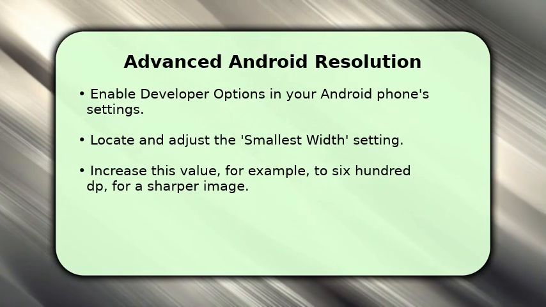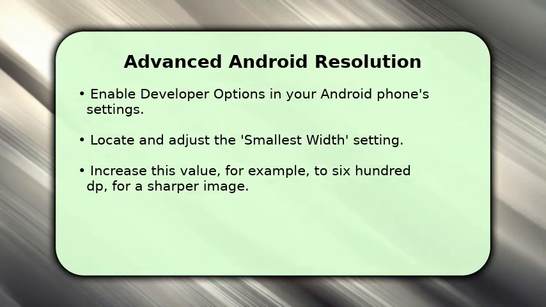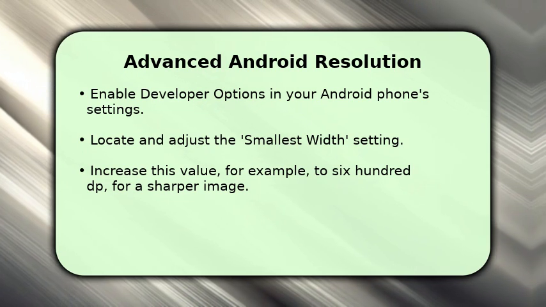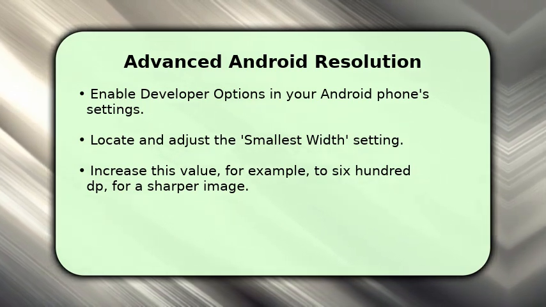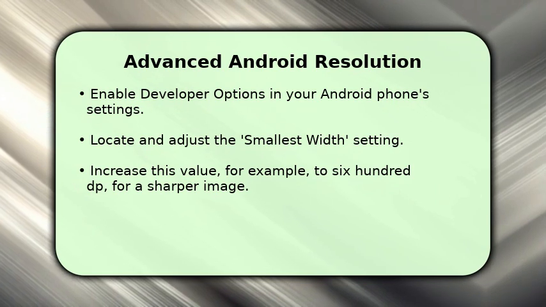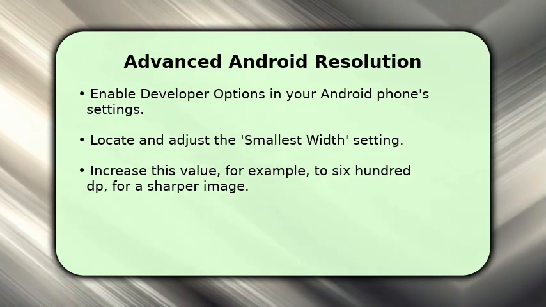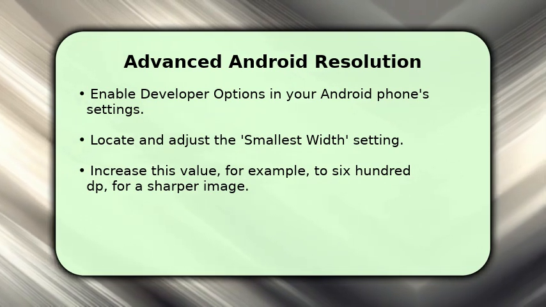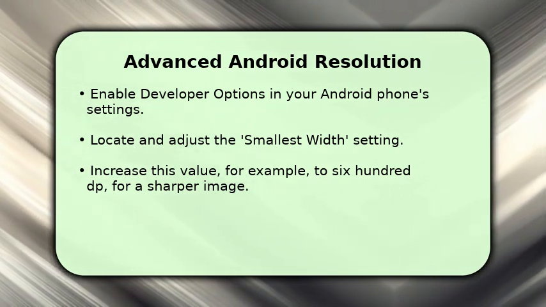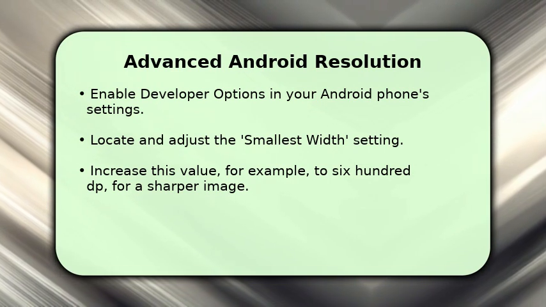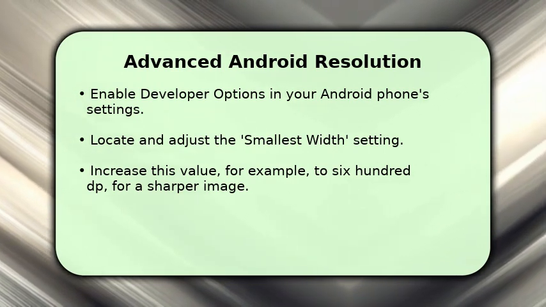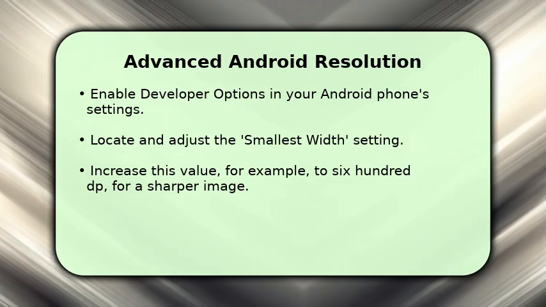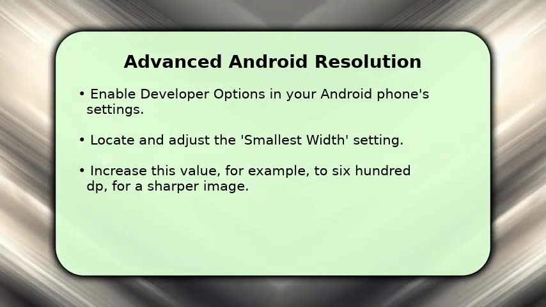For Android users seeking an even sharper image, you can explore your device's developer options. First, enable these options through your phone's About Phone settings. Then, find the smallest width setting. Increasing this value, perhaps to 600 dp, can force Roblox to render at a higher resolution, making everything look much crisper. Just remember, this will also make your phone's overall user interface appear smaller.